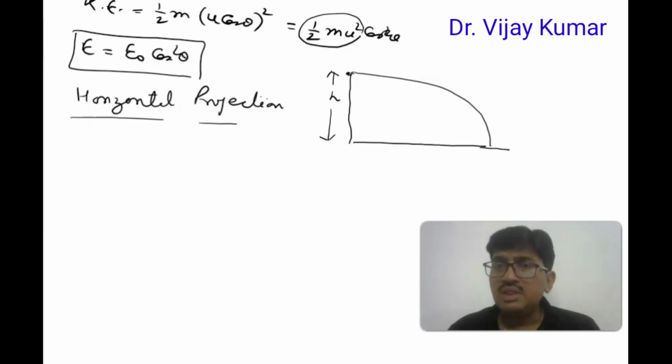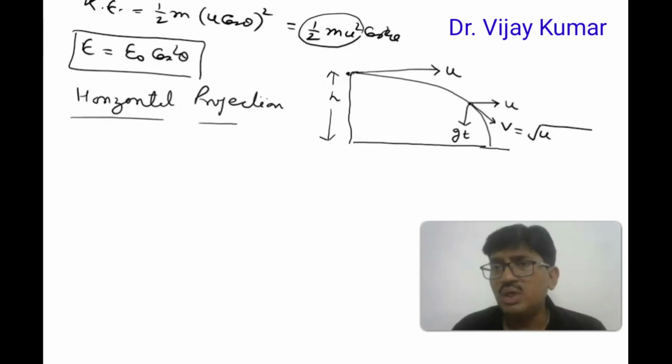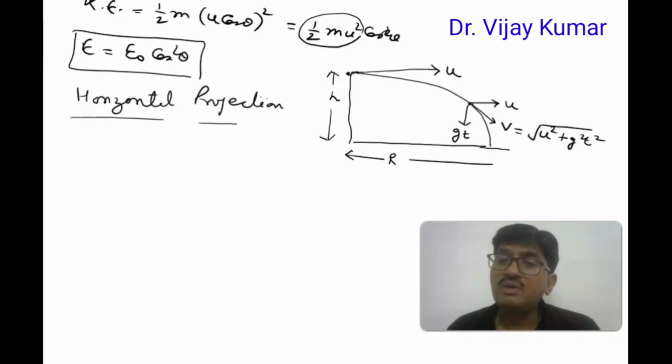And in this condition, the direction of the initial velocity is like this, and at any point, this is the direction of u. This is gt, and this is the direction of the resultant velocity v, and v is under root of the square of this u square plus the square of this g square t square. This is the resultant velocity. And now the range is from this point to this point.